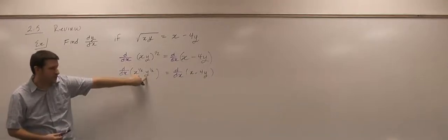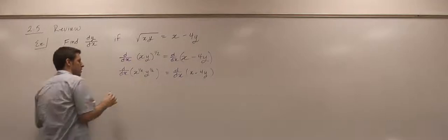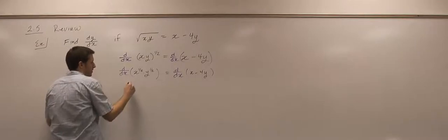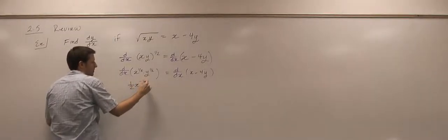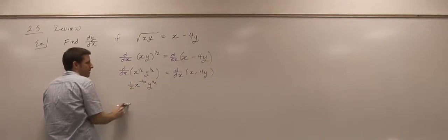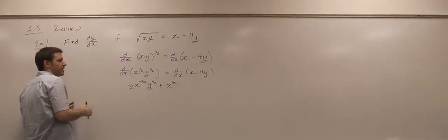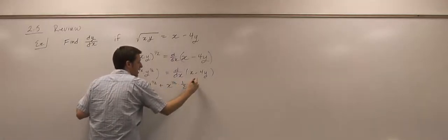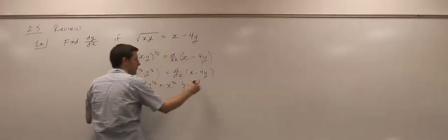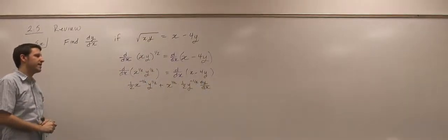You do the derivative of the first times the second, plus the first times the derivative of the second. It's a product rule. So we'll get 1/2 x to the negative 1/2 times y to the 1/2, derivative of the first times the second, plus the first, x to the 1/2, times the derivative of the second, 1/2 y to the negative 1/2 times dy dx. The derivative of the inside function, the derivative of y, is dy dx. So that's the left side.